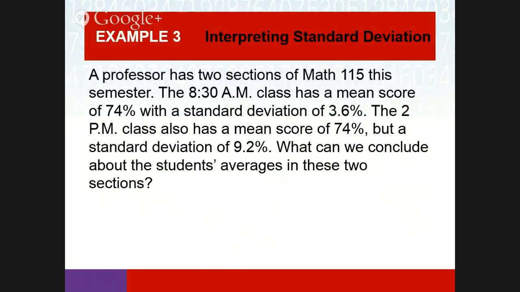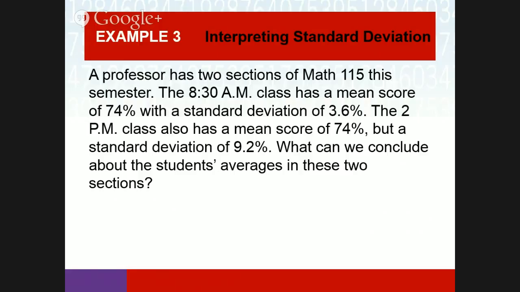Here's an almost application type problem. A professor has 2 sections of Math 115 this semester. The 8:30 a.m. class has a mean score of 74 with a standard deviation of 3.6. The 2 p.m. class has a mean score of 74 with a standard deviation of 9.2. What can we conclude about the students' averages in these 2 sections?